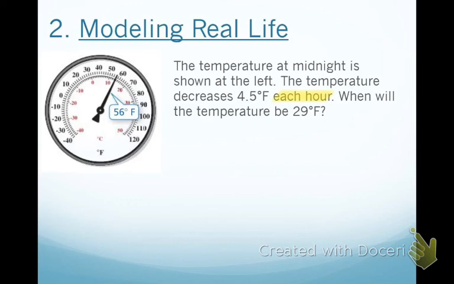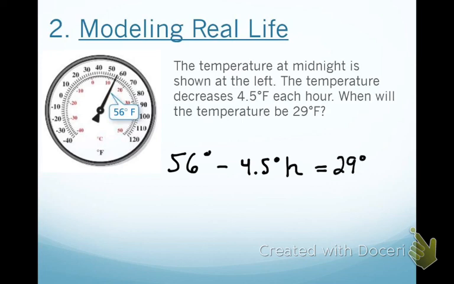So it's asking us, when will the temperature be 29 degrees Fahrenheit? So let's go ahead and start at what the temperature is at midnight. We can see it is 56 degrees. Now we can see once again some clue words. It says that it is decreasing, so we know that is going to be subtract. It decreases by 4.5 degrees each hour. So I'm going to use h as an hour, but once again, because we have the word each here, we know that means to multiply. So this right here is telling us to multiply 4.5 degrees times h for each hour. Now, we know what we want our answer to be. We're wondering when it's going to be 29 degrees Fahrenheit. So that is going to be what we want it to equal, 29 degrees Fahrenheit.